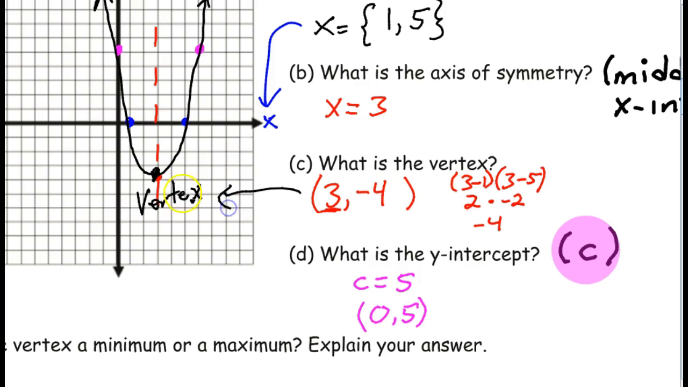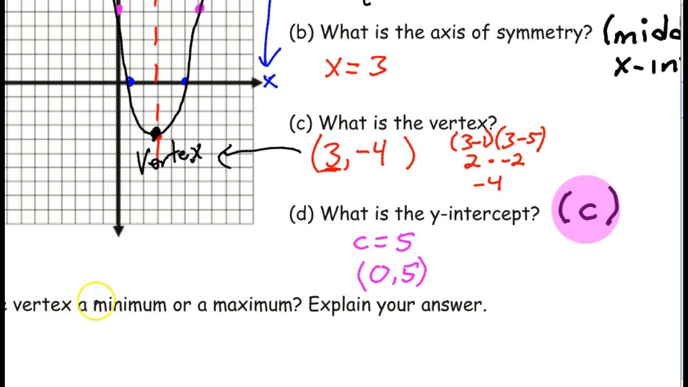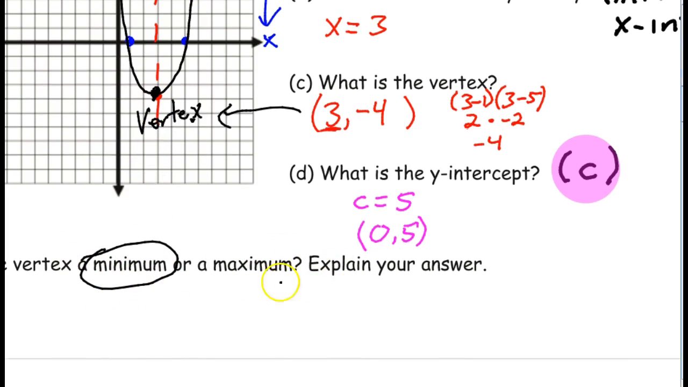Okay, right there. And it's at the bottom, right? It's lower. So it's going to be a minimum, just because it's at the bottom. And explain your answer. How do you know that? The parabola opens up. So you can say something like that.